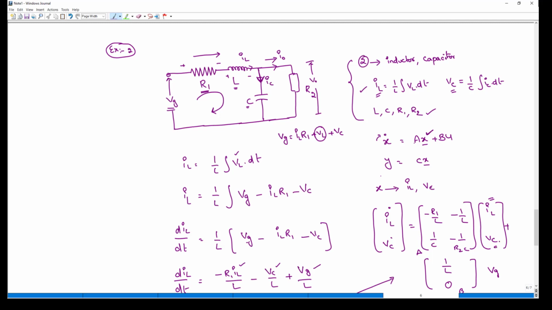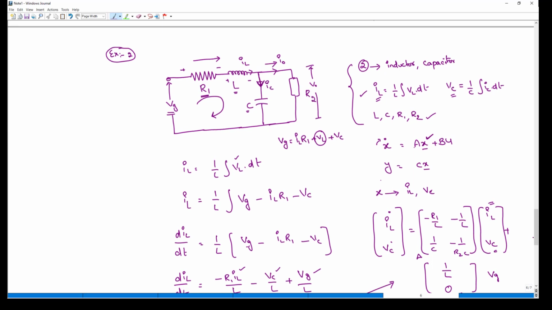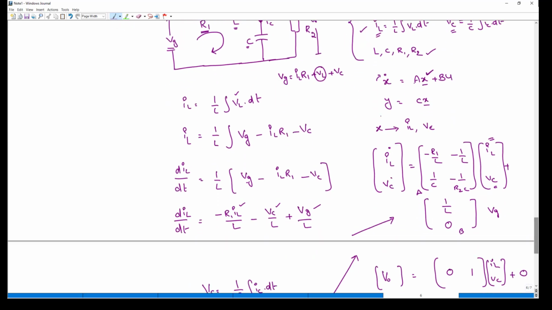Now once you get the state variables, you find out the ABCD matrices. In order to find the ABCD matrices, take the inductor equation. IL is equal to 1 by L integral VL dt. The voltage drop across the inductor is equal to input voltage minus voltage drop across resistance minus capacitor voltage. So 1 by L times Vg minus IL R1 minus Vc. So everything is in the form of known parameters. So we will segregate the input and output. There is one parameter of IL, one of Vc, and one of Vg.